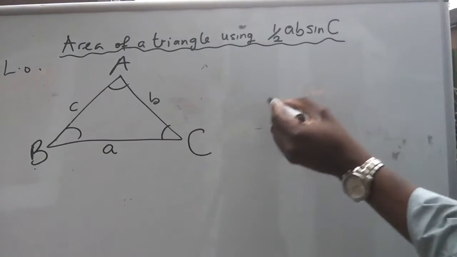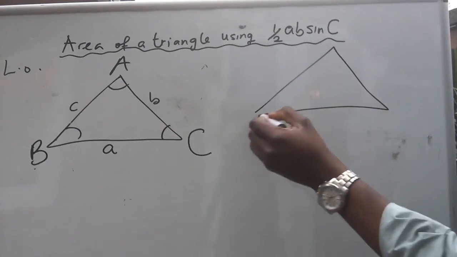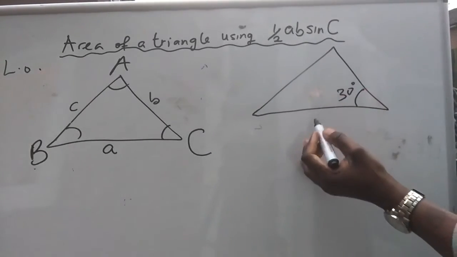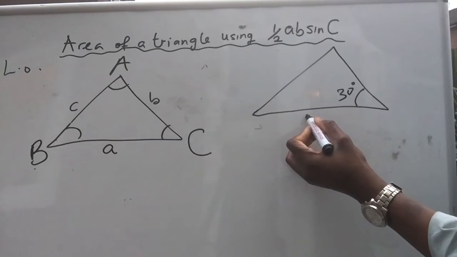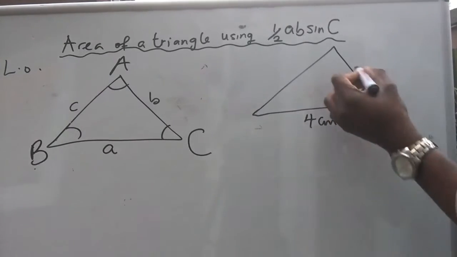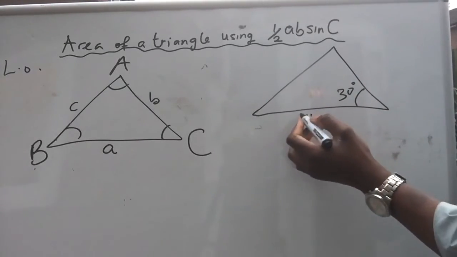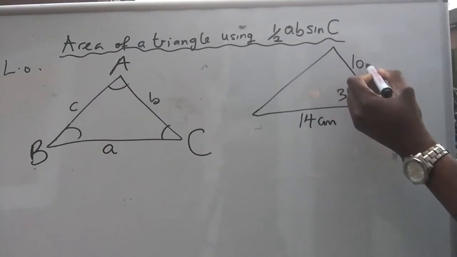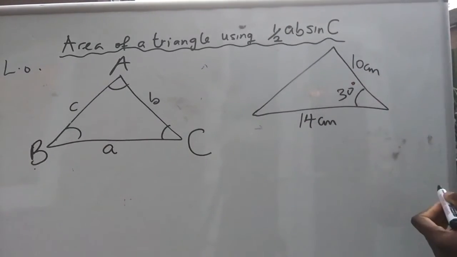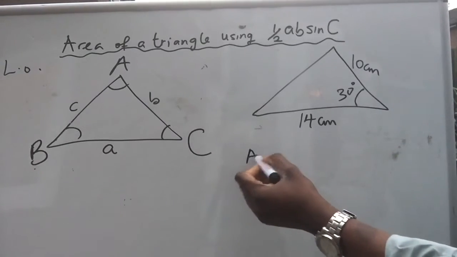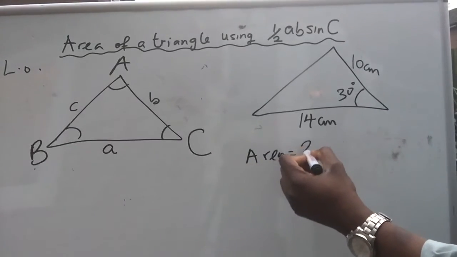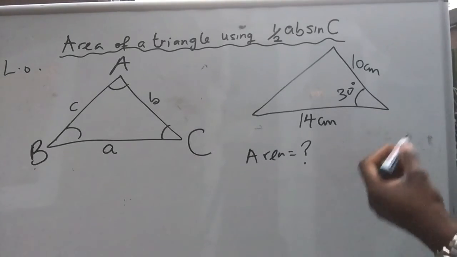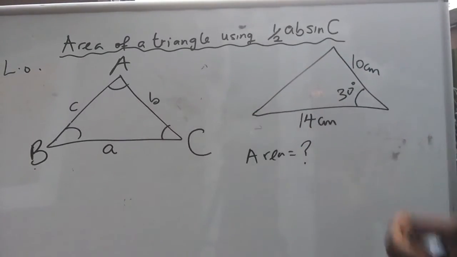So I'm going to draw a typical question here. I have 30 degrees, I have 14 centimeters, and I'll call this, say, 10 centimeters. Now the question says find the area. The area of this triangle is unknown. I'm just going to label that triangle.